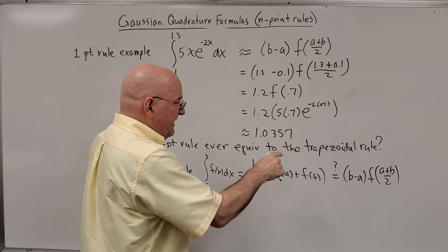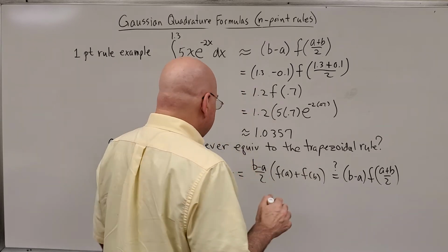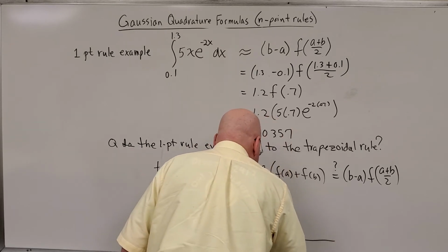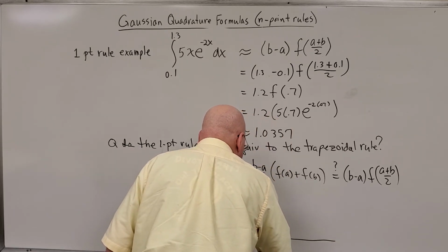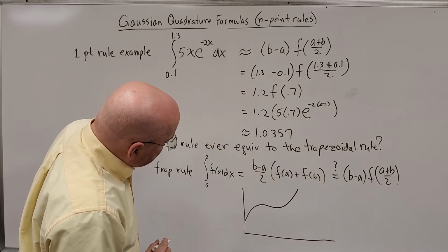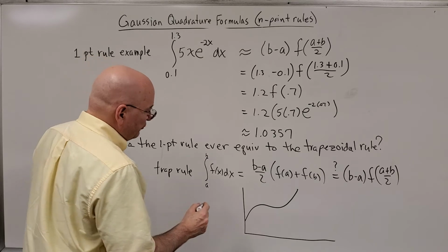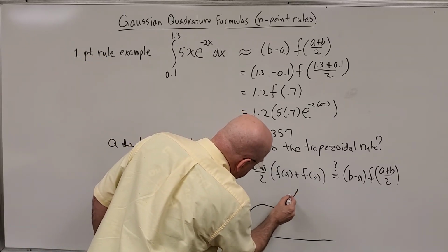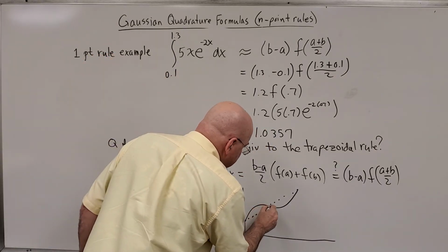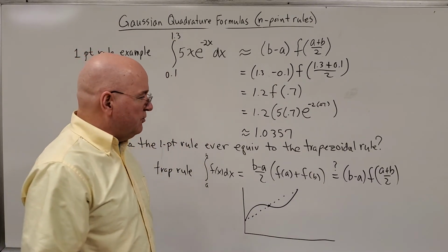Well, it's hard to compare f of a plus b over 2 with f of a and f of b individually, but I think we can figure it out graphically. If we take a function, say, like that, if the line produced from the one-point rule, something like that, if this happens to be the midpoint of a and b, then they would be equivalent.